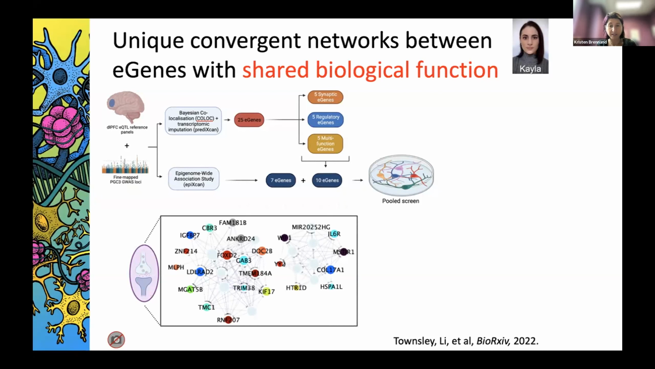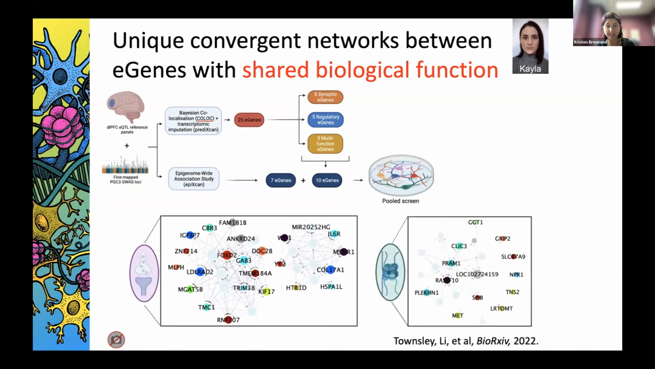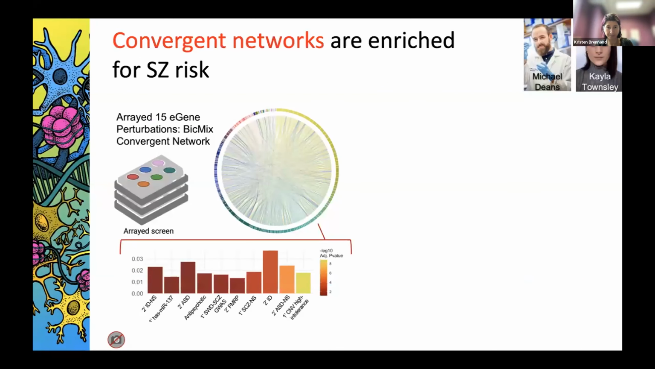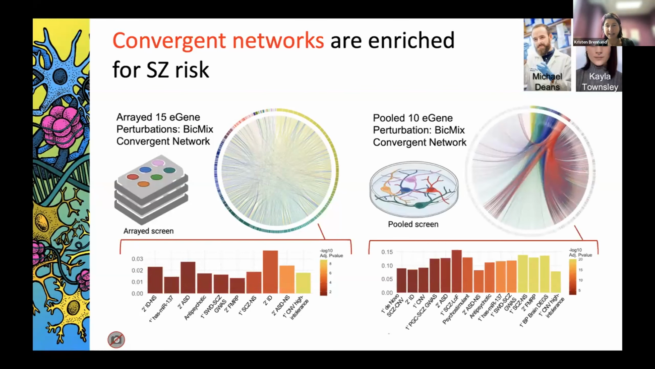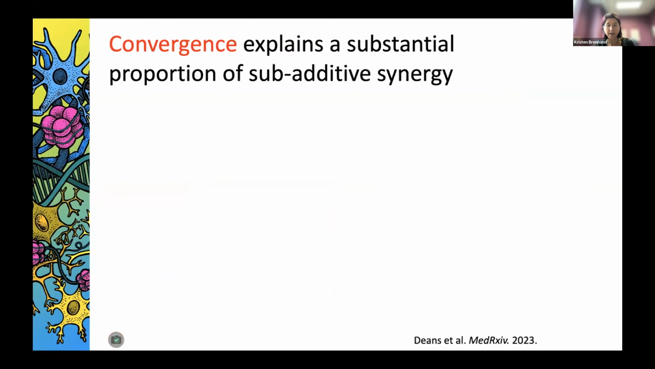Here's an example of the convergent network we saw in the synaptic list and the convergent network we saw in the epigenetic list. And I show you this because we saw strong convergence in each, but none of the convergent genes were overlapping between either set of genes. Following up again, here's the full convergent network from the arrayed experiment, again enriched for schizophrenia risk genes, and likewise the convergent network from the pooled experiments.